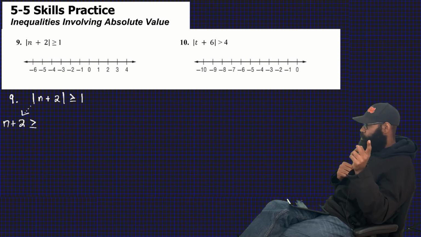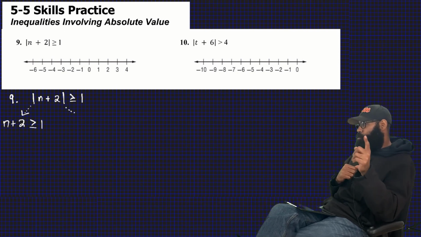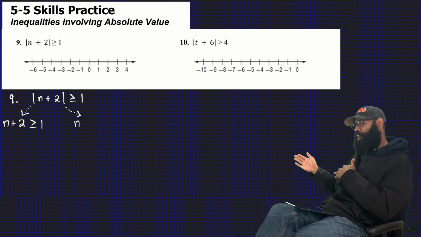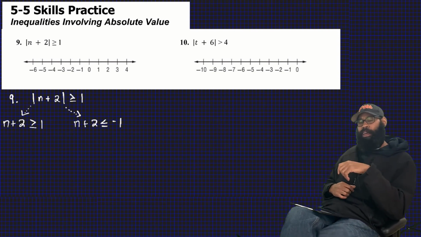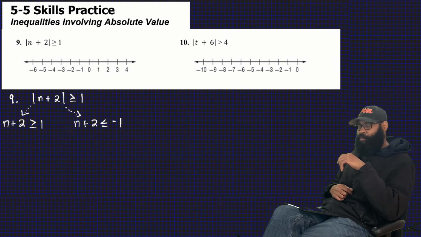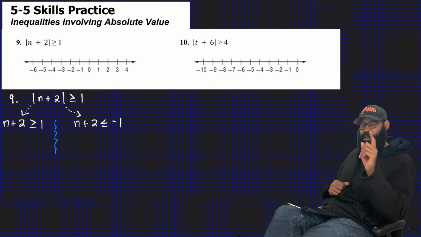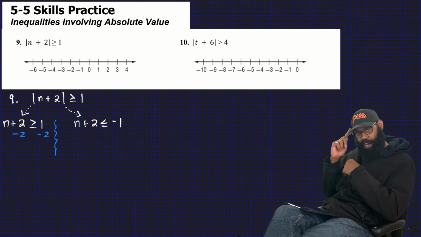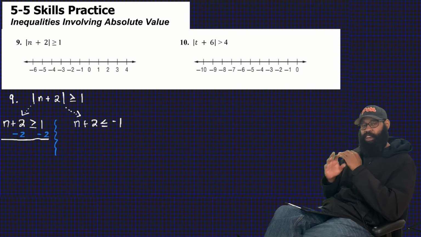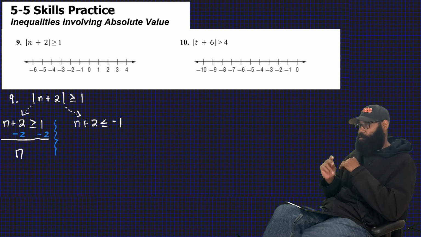Keep it as it is. n plus 2 is greater than or equal to 1. Break down your second wall. And this is, guys, if we were in class, I'd say flip and change. They'd be like, what? Flip and change. What, Mr. Craft? Flip the sign, change it to a negative. And that's it. You get that in your brain and you've got this concept, you've got this skill down. It's just practice, practice, practice.